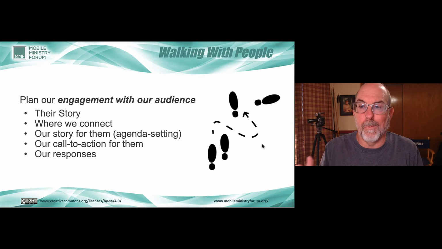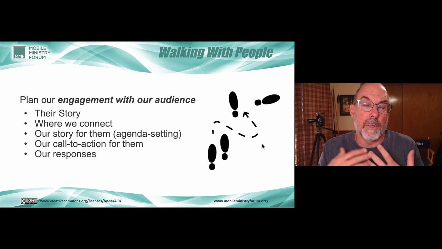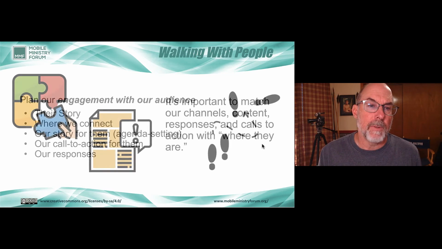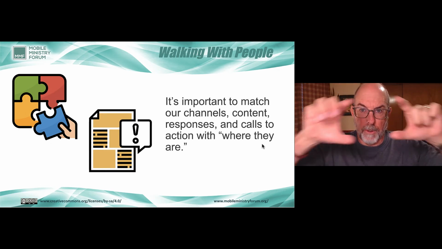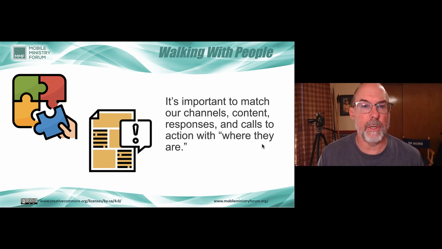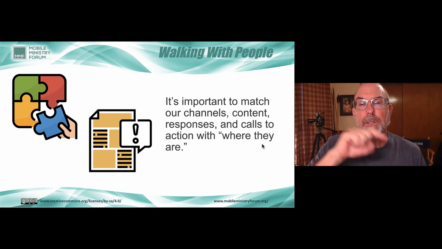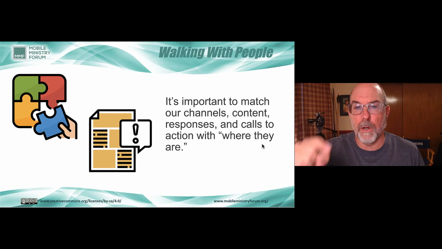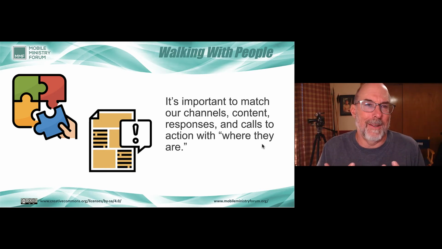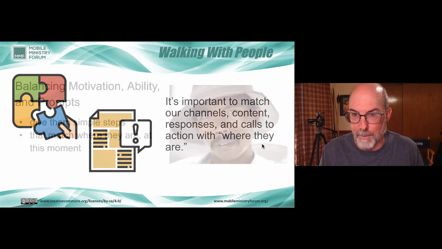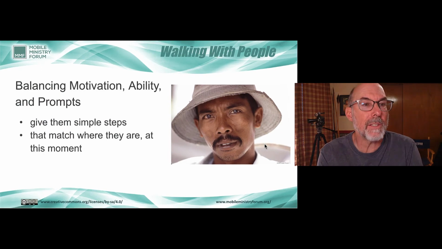What might we do when they do respond to us at a very early stage? We don't understand them. And then what is our response to them at later stages? So it's important to match all of these things together. That's why we create this sort of a grid in a journey map, because our channels and our content and our responses and our calls to action have to match where they are, right? What's their level of motivation? What's their intention? And so this is a really important thing for us to balance out.